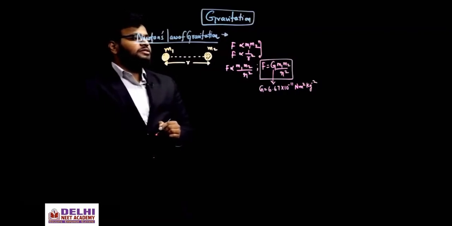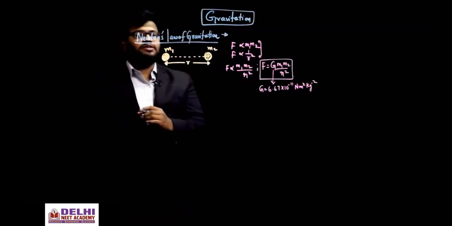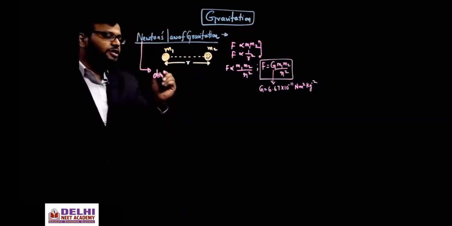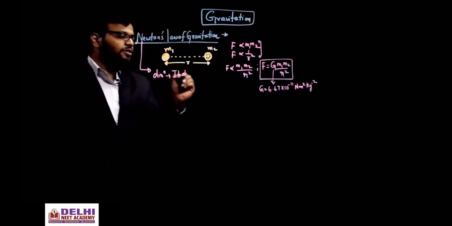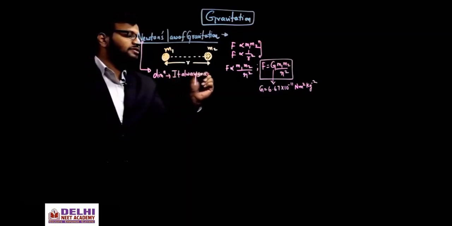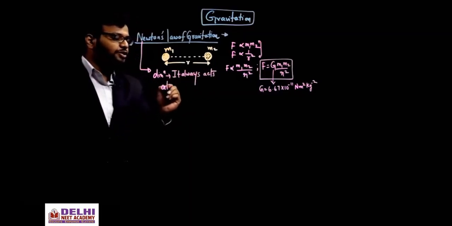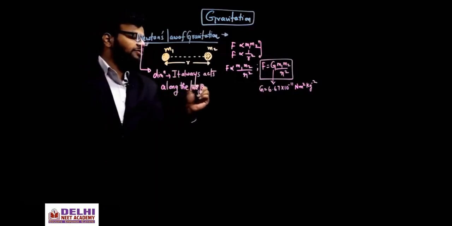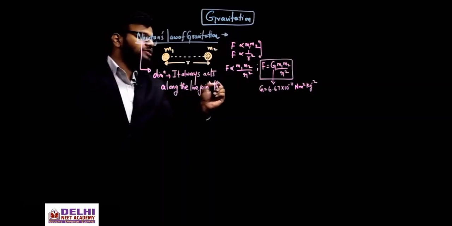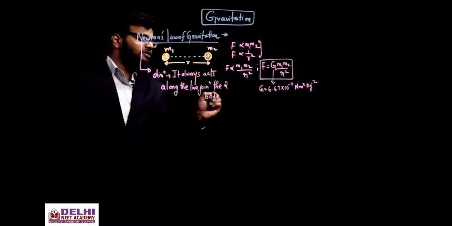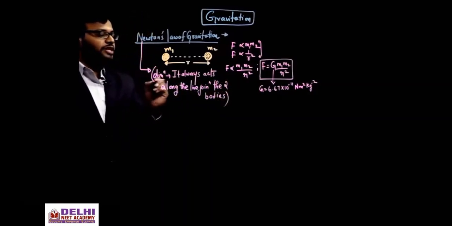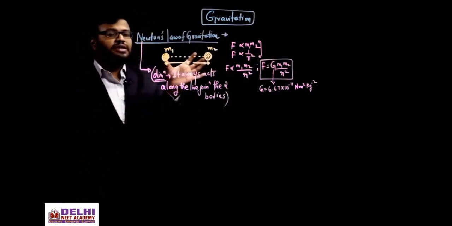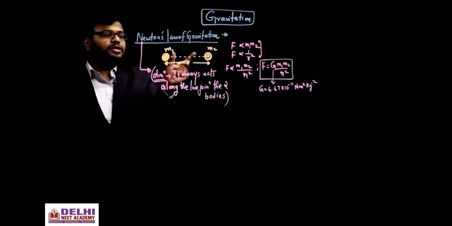Now what is the direction of this force? The direction is it always acts along the line joining the two bodies. So this is the direction. And it tells that the force is always attractive. Every particle, if they have some mass, by virtue of their mass, the two particles will always attract.